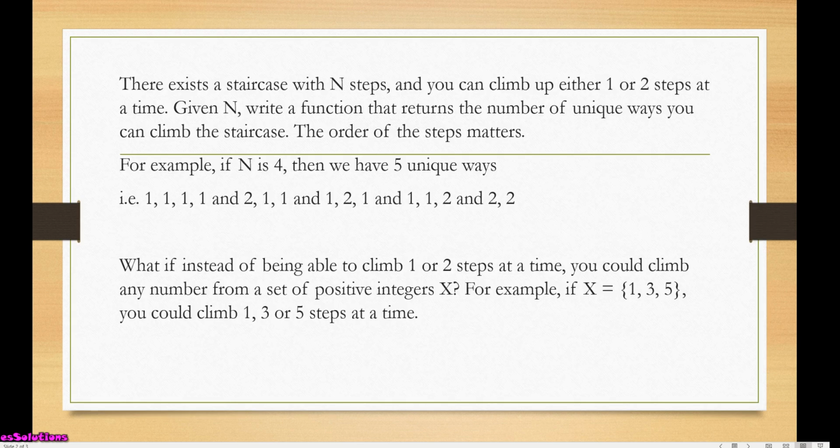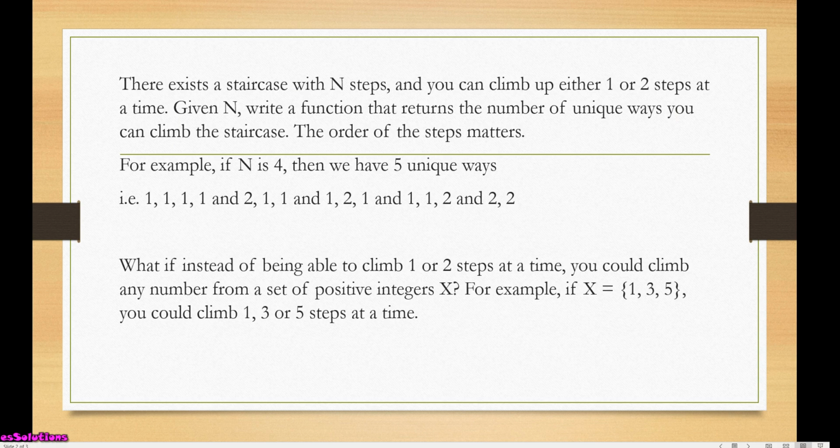So the question says, there exists a staircase with n steps. You can climb either one step or two steps at a given time. So at every point, I can go one or two steps. Now, given n, where n is the number of steps, we should write a function that returns the number of unique ways you can climb the staircase.